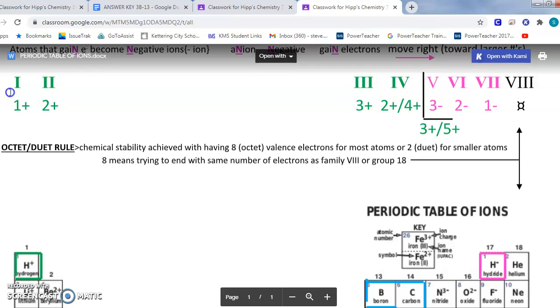So Roman 1, we would have to take electrons away to get back over to 8. Roman 2, 2 electrons to get over to 8. 3, we would have to lose 1, 2. Now we're back over to 8. So we're moving that way. Just kind of how many do we have to remove to get back to here is what we're looking at. All right, let's continue down that row.